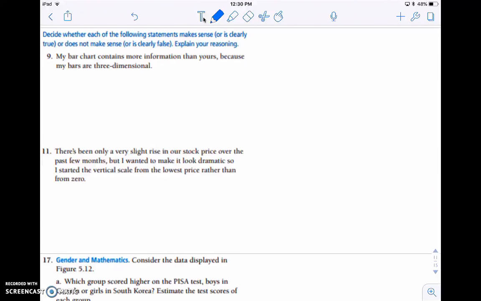So the first one we're looking at is someone says, my bar chart contains more information than yours because my bars are three-dimensional. Okay, as we looked at an example in the first video, that's not necessarily true, so this does not make sense, because sometimes the three-dimensional graphs were just for looks, aesthetics, to make it appear to be more than it really is when it could be shown the same in 2 dimensions. So that's not always the case.